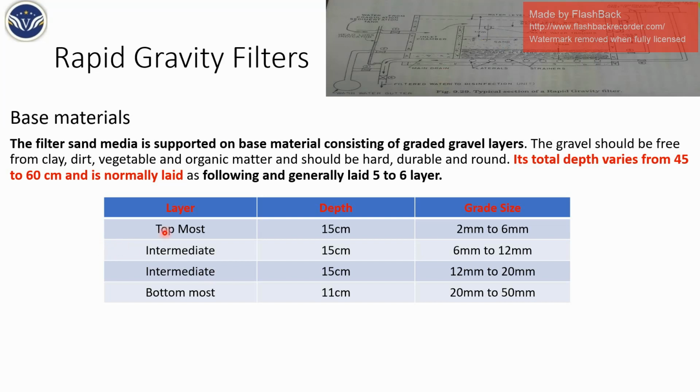The top layer is about 15 centimeters and the grade size is between 2 mm to 6 mm. The intermediate layers are again 15 centimeters each. The grade size here varies from 6 mm to 12 mm, and 12 mm to 20 mm. And the bottom layer should also be 15 centimeters, and the size here varies from 20 mm to 50 mm.